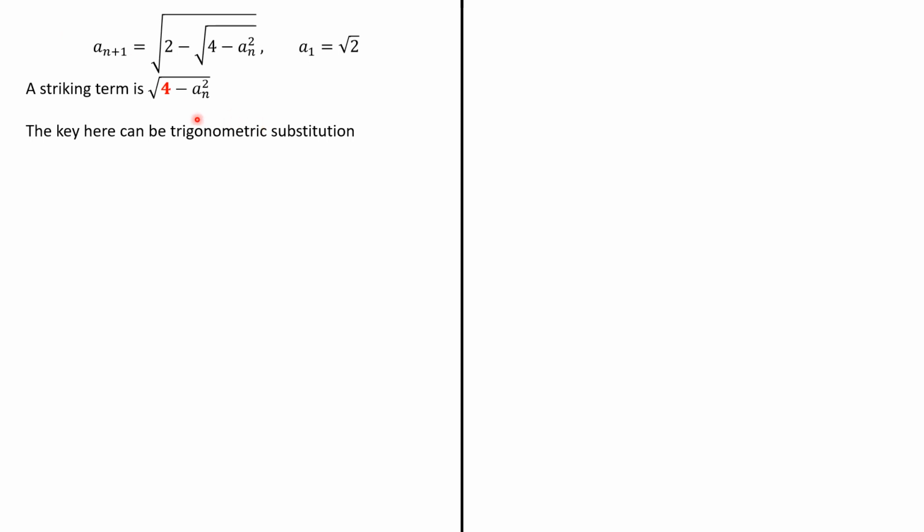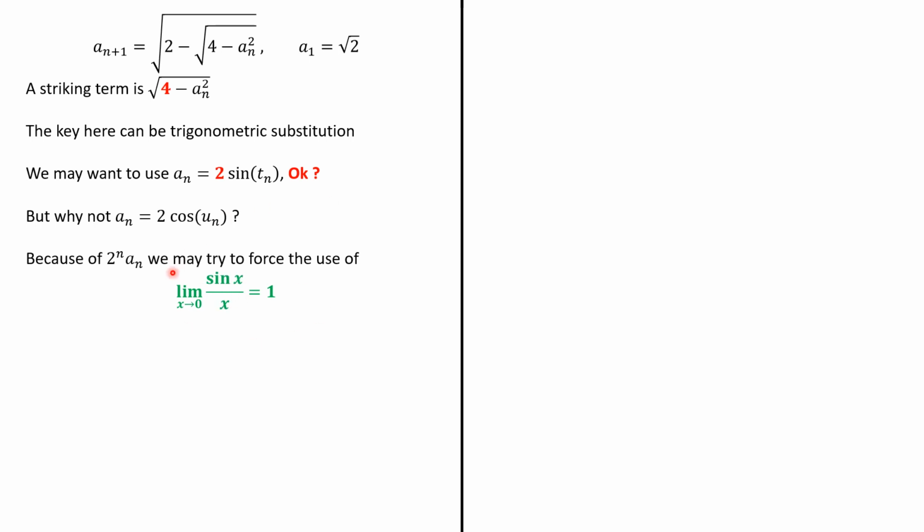Now, since 4 is 2 squared, we may just set a_n to be 2 times the sine of t_n, right? But we may have chosen 2 times cosine u_n by setting u_n to be pi over 2 minus t_n. But in this case, I think the sine is more practical. Because, do not forget, we want to compute the limit of 2 to the n a_n. So here we have a term before the sine t_n. Like here, we have 1 over x before sine x.